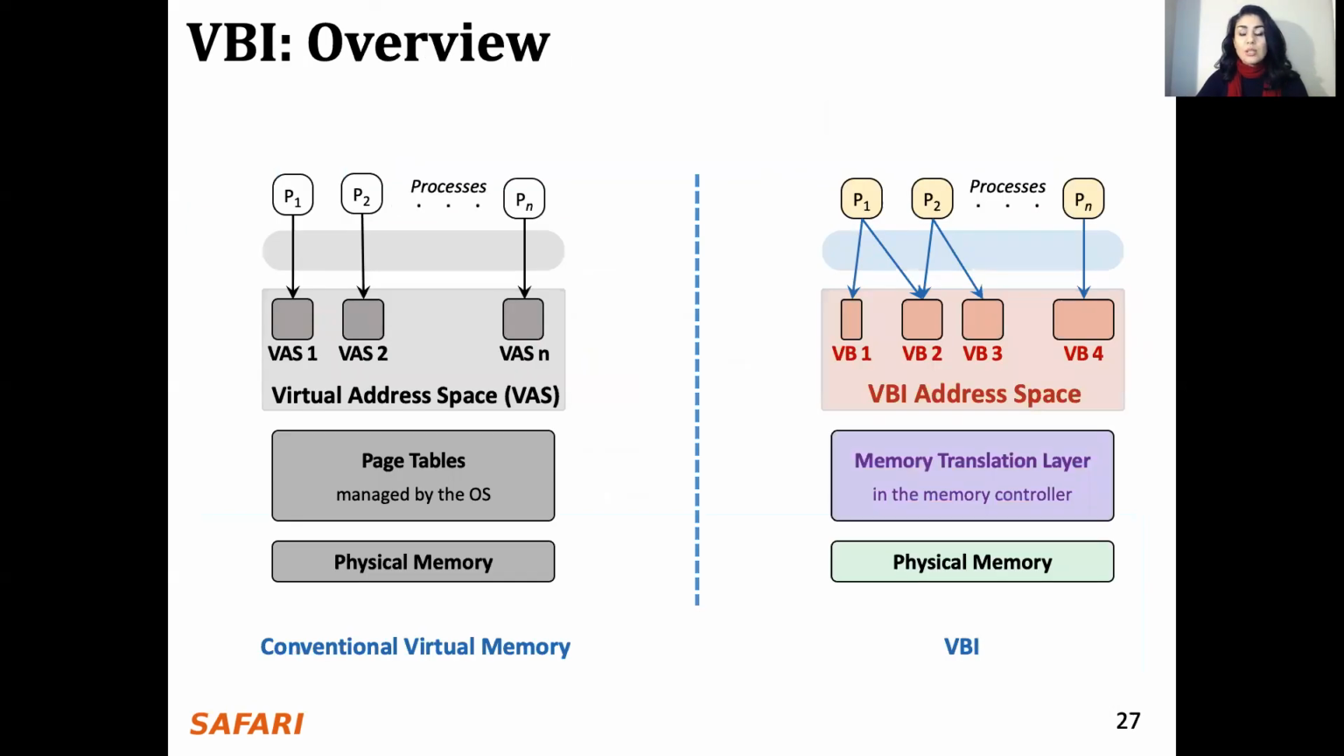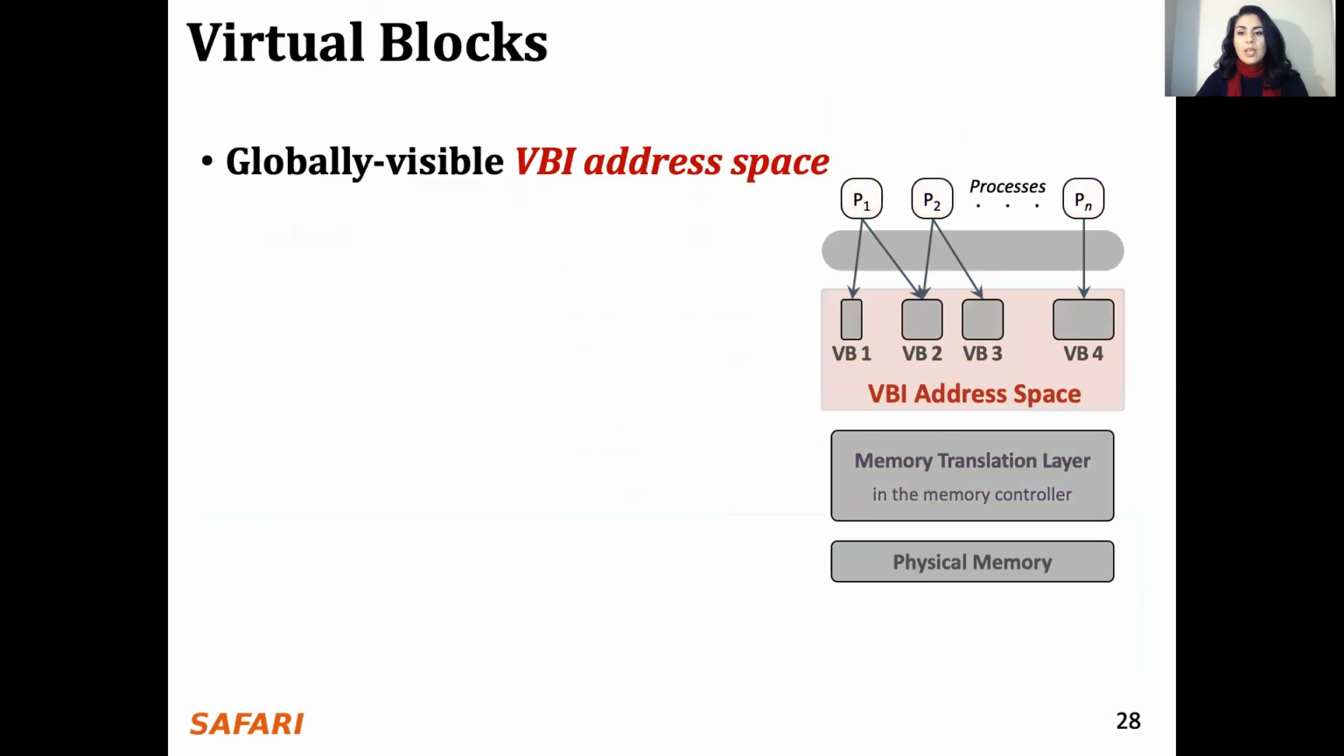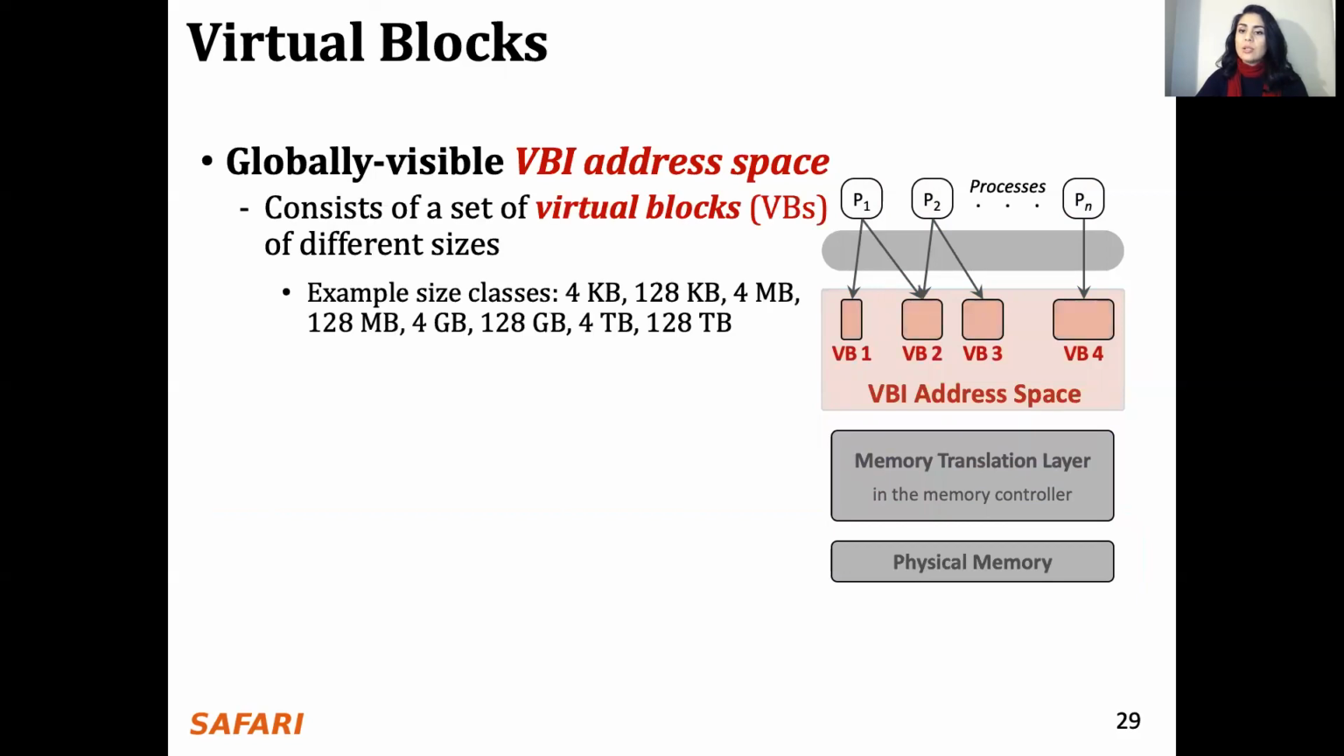This figure shows an overview of the VBI design compared to the conventional virtual memory framework. Now I will describe how VBI enables its key idea. VBI introduces a globally visible address space called the VBI address space, which consists of a large set of virtual blocks of different sizes from a set of predefined size classes.